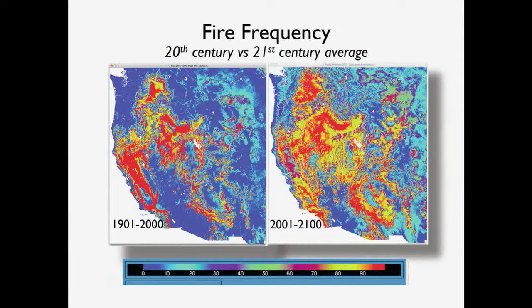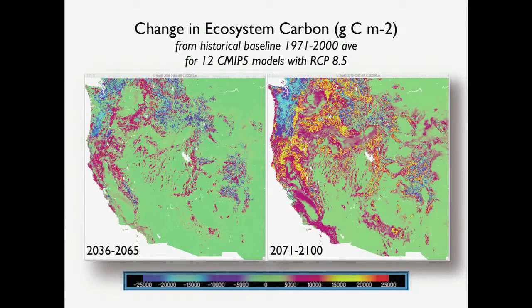On the right-hand side, fire frequency average for the 21st century. And you see that in general, if you take the overall picture, you get an increase in fire frequency. And then this shows the change in ecosystem carbon. Everything that's yellow and red is an increase in carbon, and in blue is a decrease in carbon. And what shocks everybody is if you look in the Pacific Northwest, you have a big blue map there.